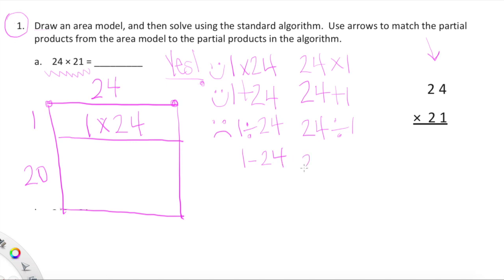What about subtraction? Is 1 minus 24 the same as 24 minus 1? No, friend. Absolutely not. Multiplication, addition, fine. Division, subtraction, you cannot flip your numbers. Okay, that was fun.